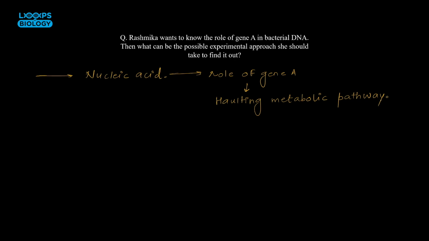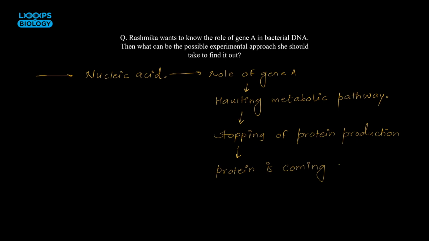And that is one of the important things. Whenever we are going to halt the metabolic pathway, that means we have to stop the protein production. As we are back tracing this particular protein production, this protein is coming out from mRNA, and this mRNA was obtained from your DNA.